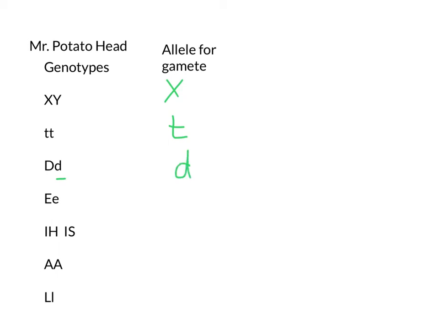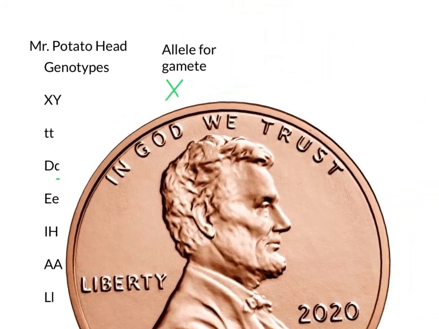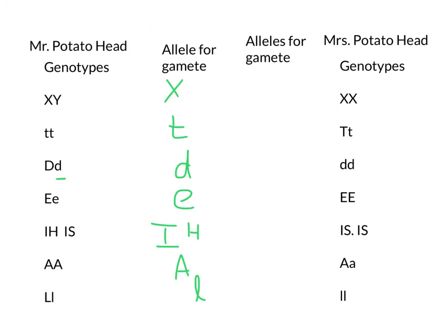You're going to continue to flip for the other traits and determine what other alleles Mr. Potato Head will donate to his gamete. After some more coin flipping, I have the results for Mr. Potato Head. Now it's time to work on the gamete for Mrs. Potato Head. Again, we're going to see that anything that is homozygous, it doesn't matter which allele she gives, they'll be the same. So for the first allele, she's going to donate an X.